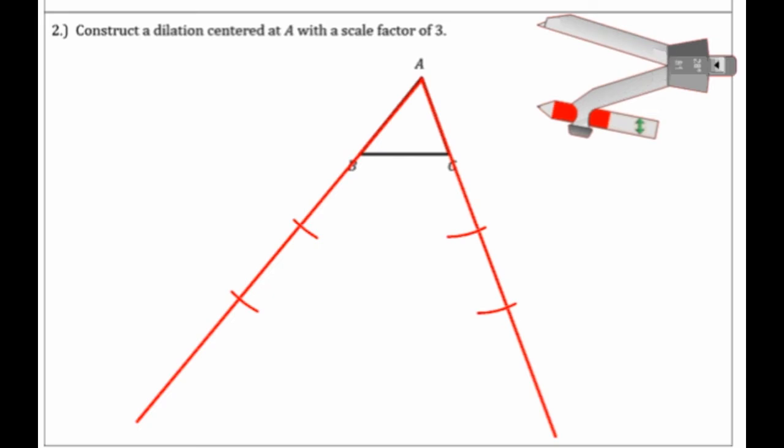Okay, so we have to do a couple things here. First of all, we always have to label, right? So we're going to label that this point here is B prime.